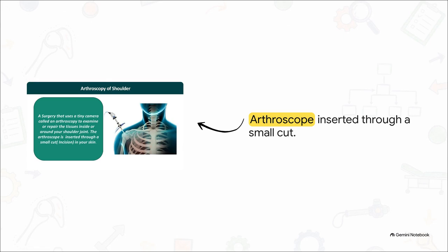Just look at the precision here. The entry angle of the scope gives the surgeon this beautifully clear, magnified view of the intra-articular structures. You can easily spot the labrum, the cartilage, the tendons, all without the massive tissue trauma of a traditional open surgery. It's an absolute game changer for patient recovery.